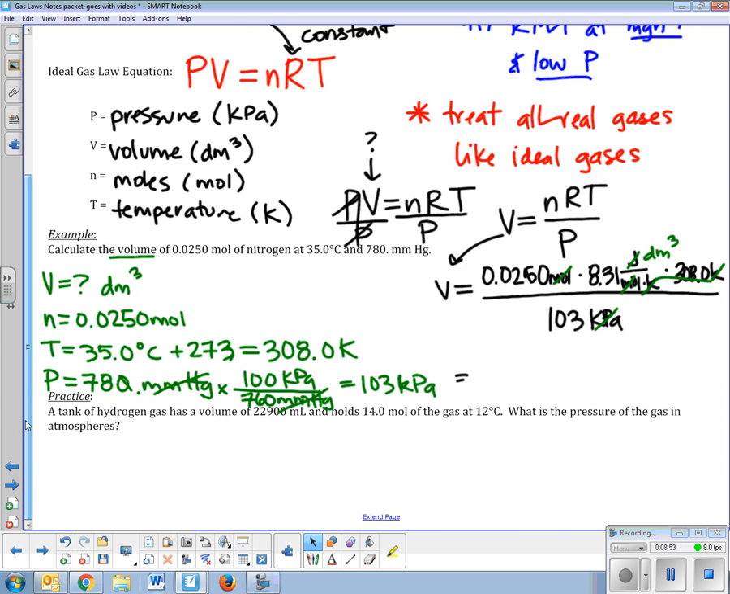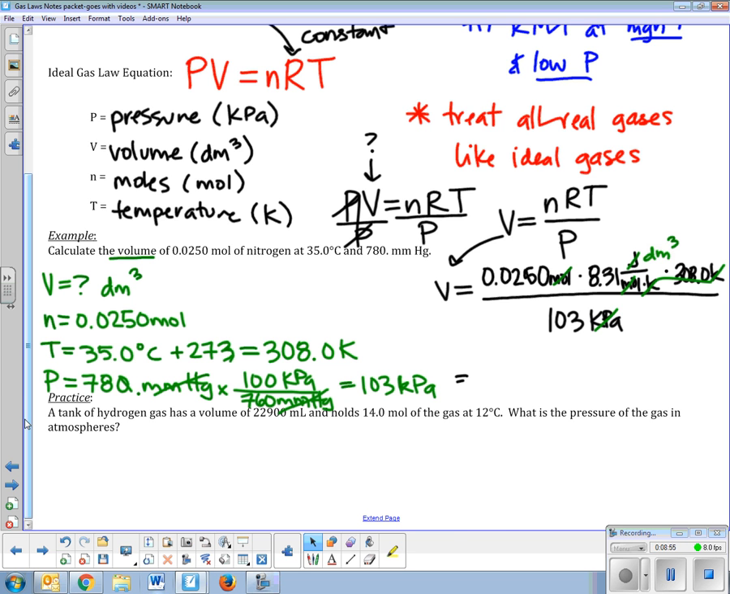So when I type this in my calculator, I get 0.621 decimeters cubed for my volume of this gas. The practice problem you also see on your paper we'll do in class together.